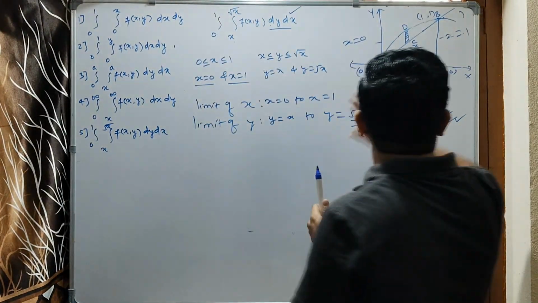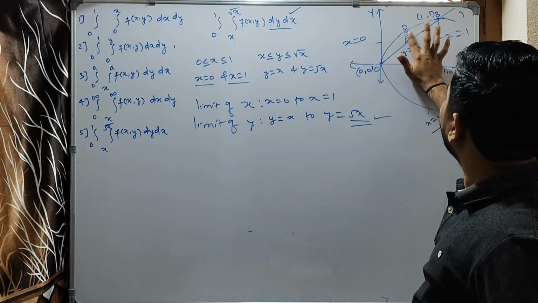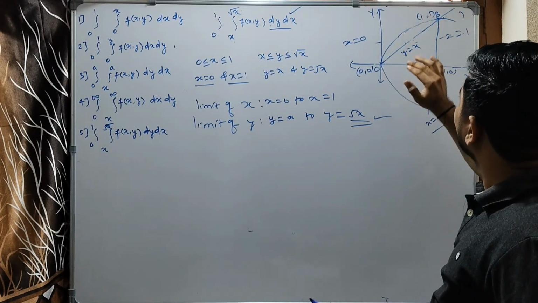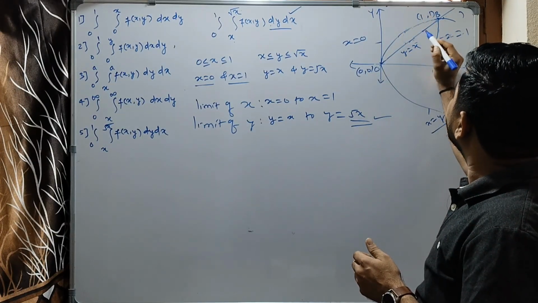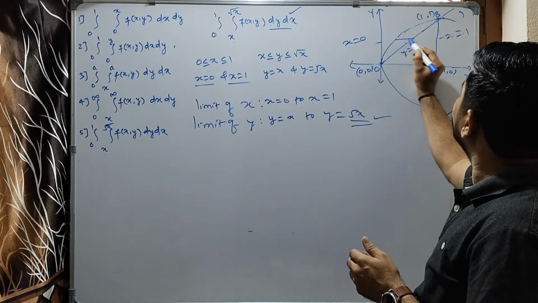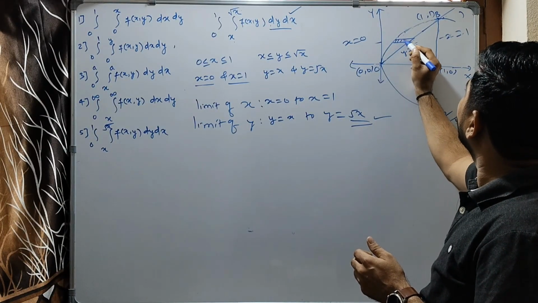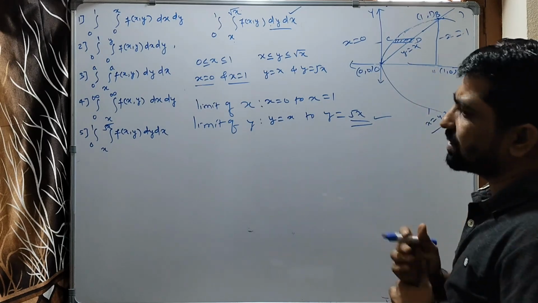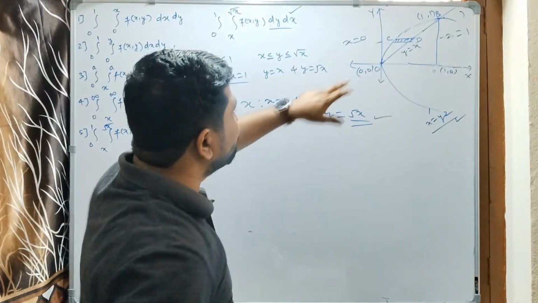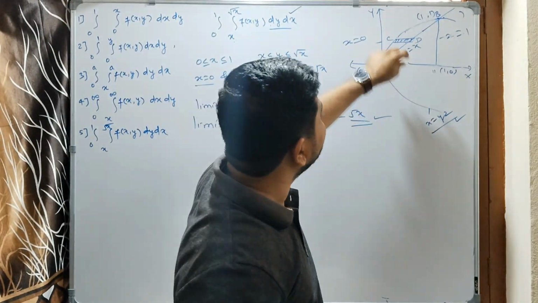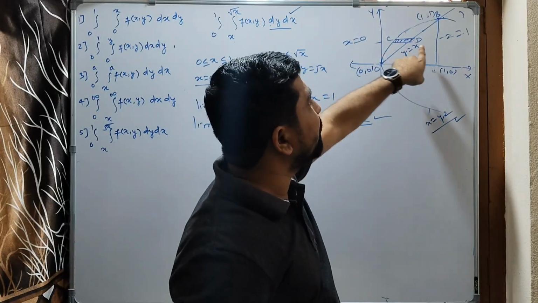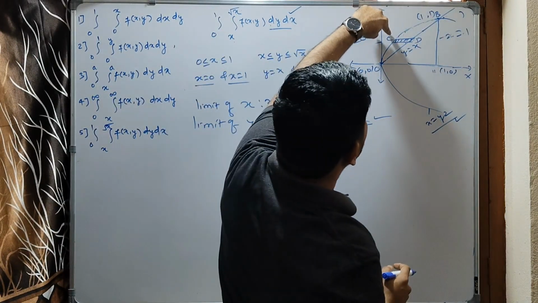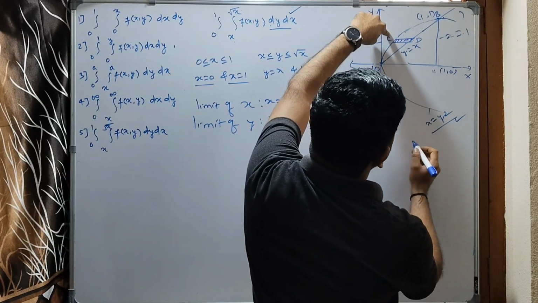Now my region is the same. I want to cover this region with the help of a horizontal strip which is parallel to the x-axis. Now I will draw the strip. Let's say this is my strip CD, which is parallel to the x-axis. My strip CD starts at this curve and terminates on this line y equals x. Here, this is the parabola x equals y square.